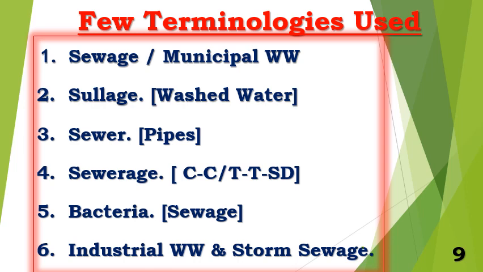Sewage. The first one is sewage. Sewage is also called municipal wastewater. The second one is sewage, because as a civil engineer, you must know all these things. I will tell you why. Sewage means washed water. Number three, sewer. Sewers are nothing but pipelines or pipes which are carrying sewage. The next one is sewerage. Sewerage means this is a collection.